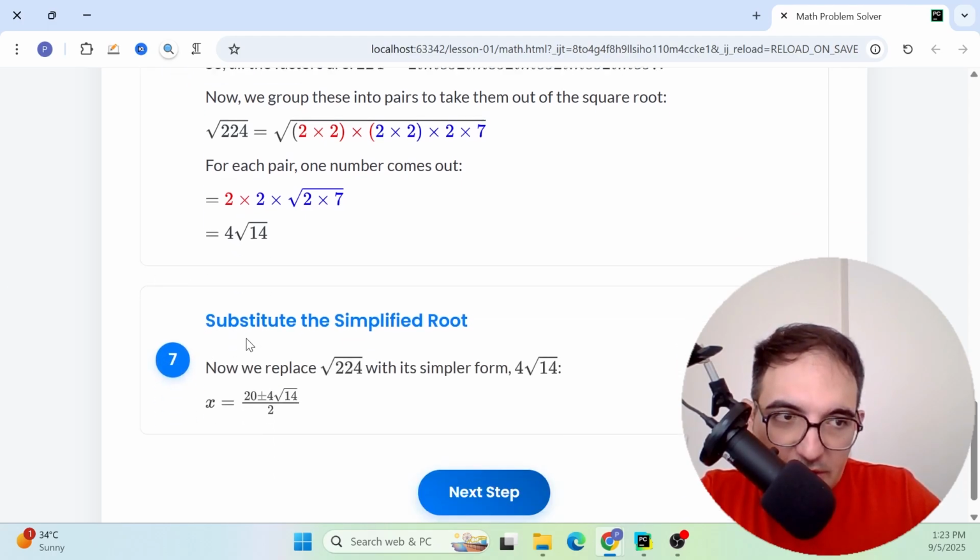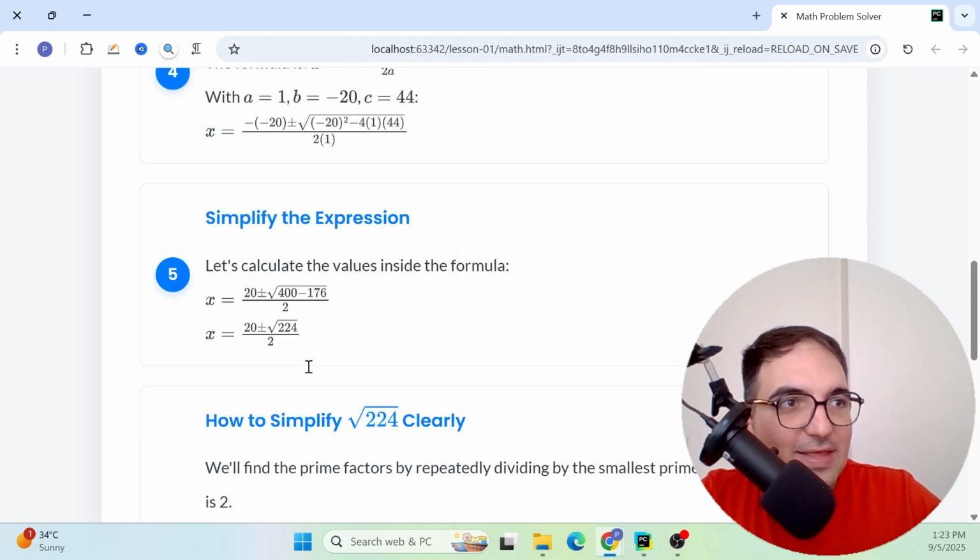Step 7. Excellent. Now we go back to our main formula. We replace the square root of 224 with our beautiful simple answer, 4 times the square root of 14, and substitute it in this formula.